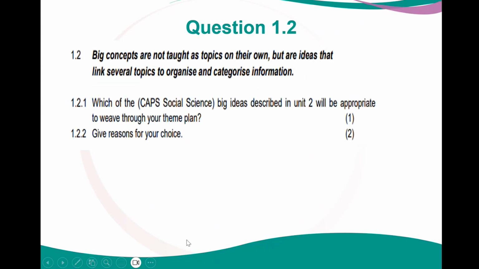Okay, so let's look at question 1.2. Big concepts are not taught as topics on their own, but they are ideas that link several topics to organize and categorize information. So when we're looking at 1.2.1, they say which of the CAPS social science big ideas described in Unit 2 will be appropriate to weave through your theme plan. And then you need to give reasons for your choice.